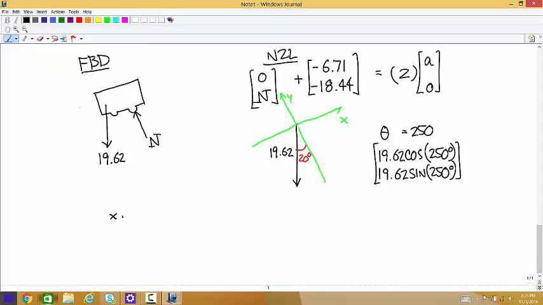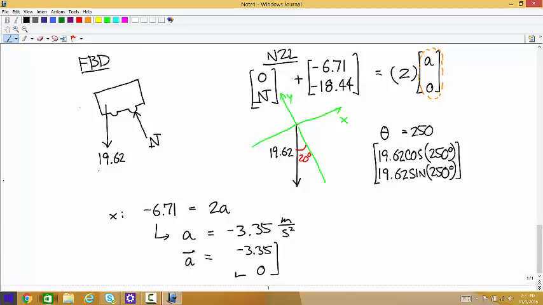So the x equation says negative 6.71 is equal to 2a. And so a is equal to negative 3.35. Then to get the acceleration vector, we plug it into this. So the acceleration vector is negative 3.35 0 meters per second squared.